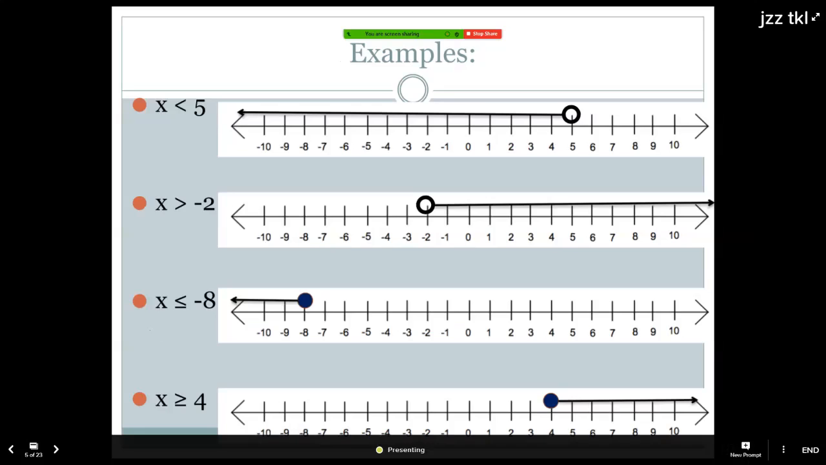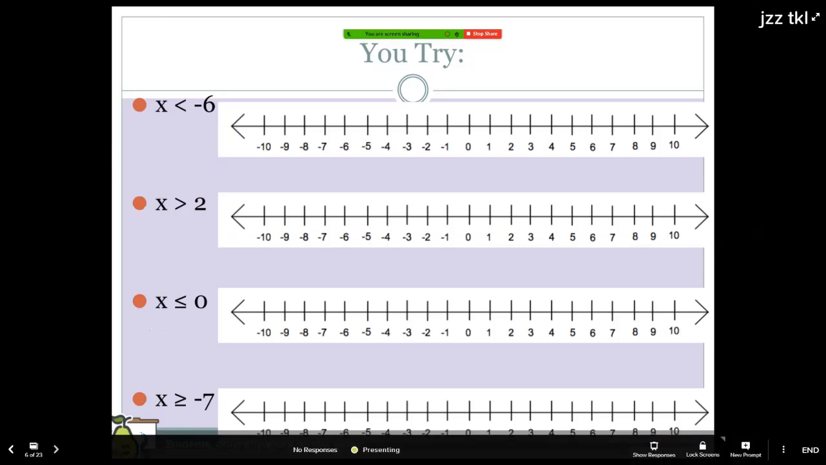All right, and these were some examples. X is less than 5. Mind the open circle because we have a less than but no equals. When you're missing the line, it has to be an open circle. And here we have that closed circle because of the equals part. All right, you guys take a crack at it.